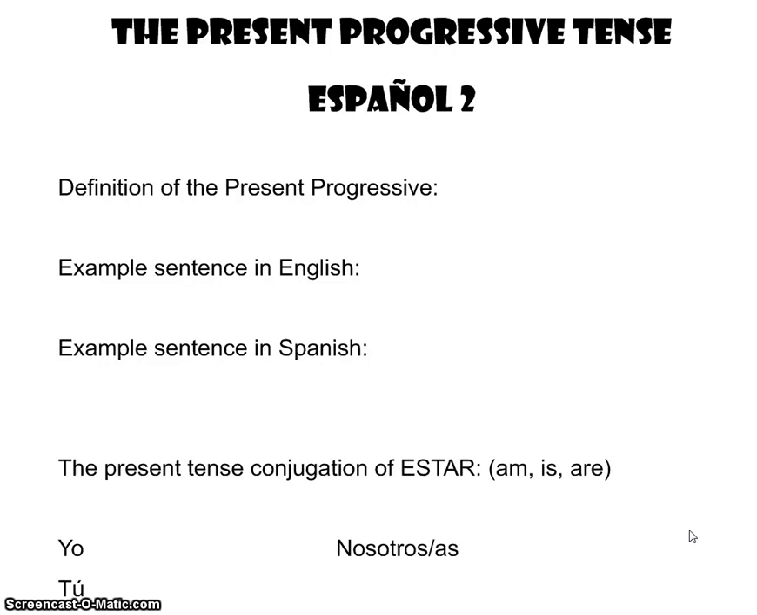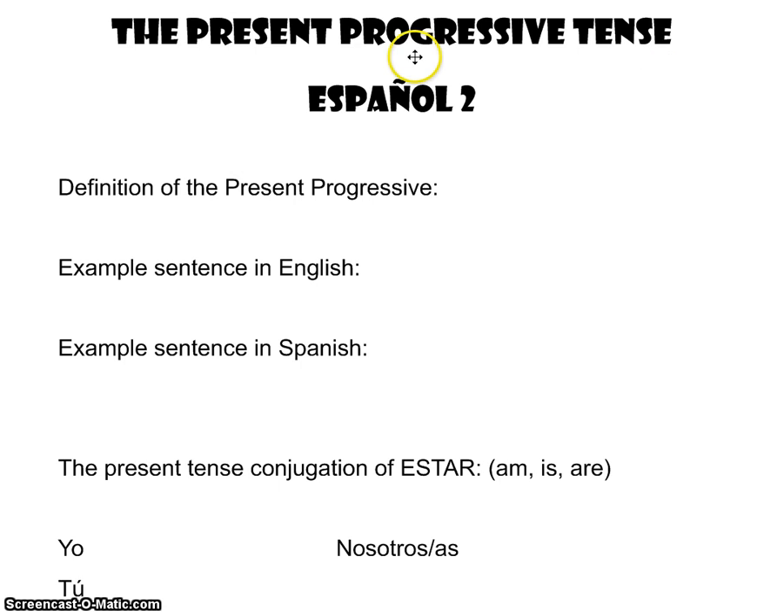Buenos días, this is Señor Irvin, and this is a lesson on the present progressive tense. First thing I would do is make sure you're paying careful attention, taking these notes on your own piece of paper, so that you get this the first time through. Sounds bueno? All right, so here it is.